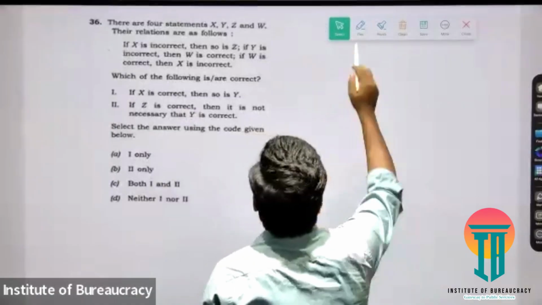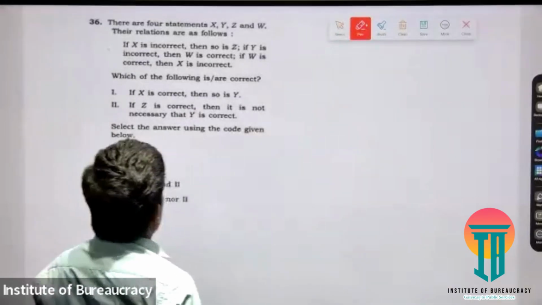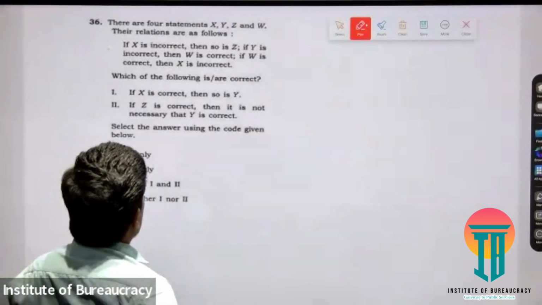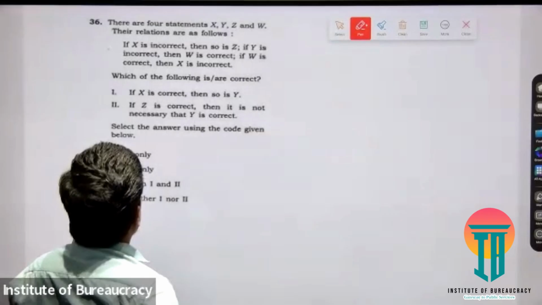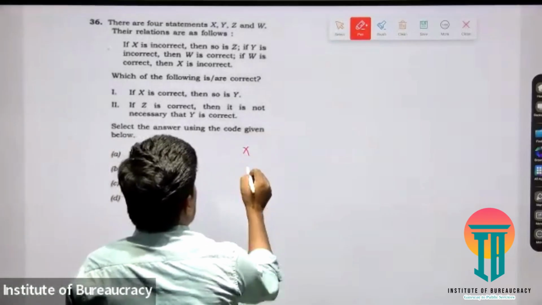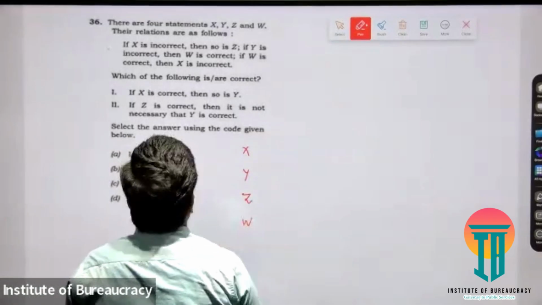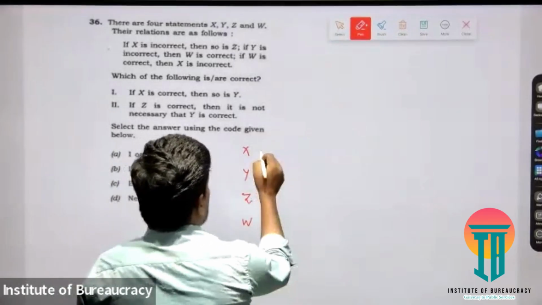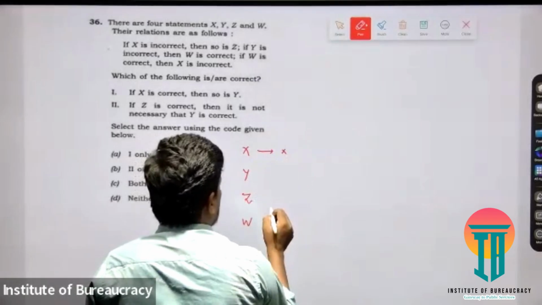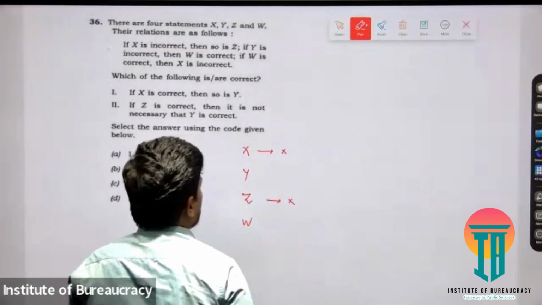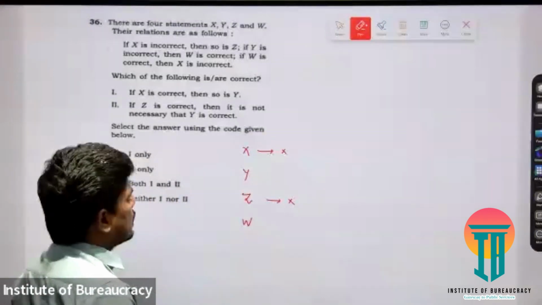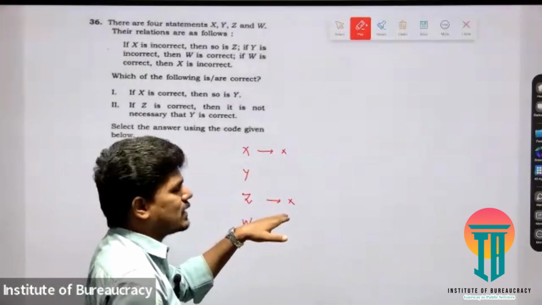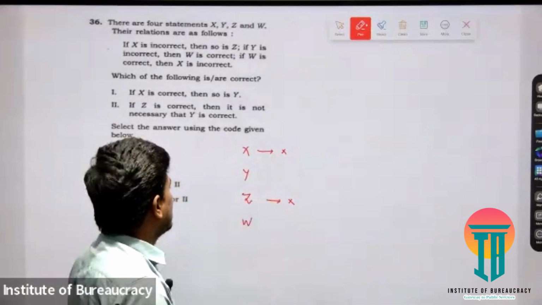The next one. There are four statements X, Y, Z, and W. The relations are as follows. If X is incorrect, then so is Z. Z is also going to be incorrect. If X is correct, it doesn't say that Z is correct. X is incorrect, Z is incorrect. That's what they say.